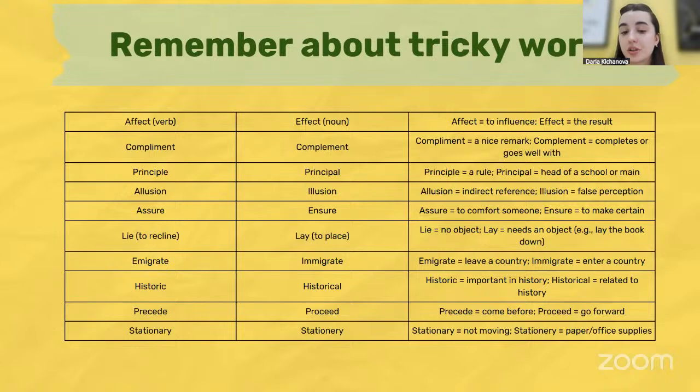But if we are talking about laying, it's the action that needs an object. For example, I need to lay the book down, or I laid my phone, and now I can't find it, for example. So lie, it is when we are talking about ourselves. Lay, it's when we are talking about other objects.